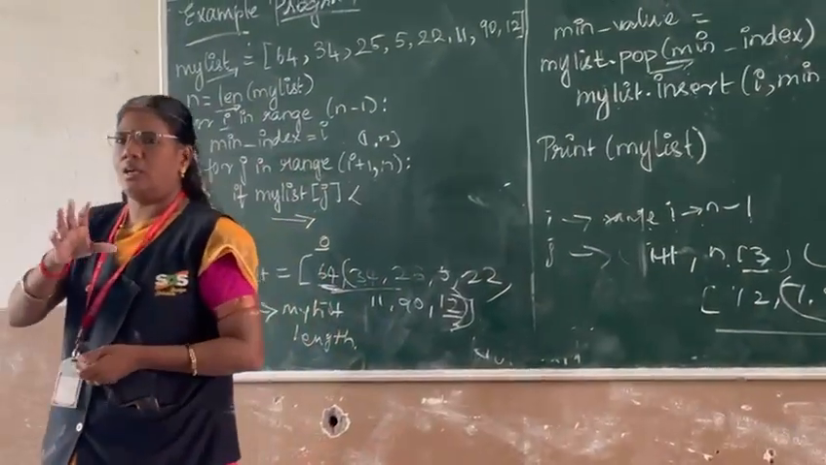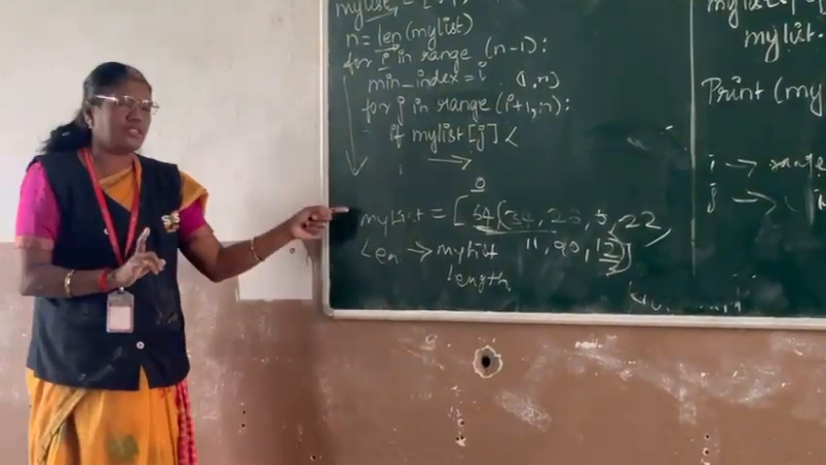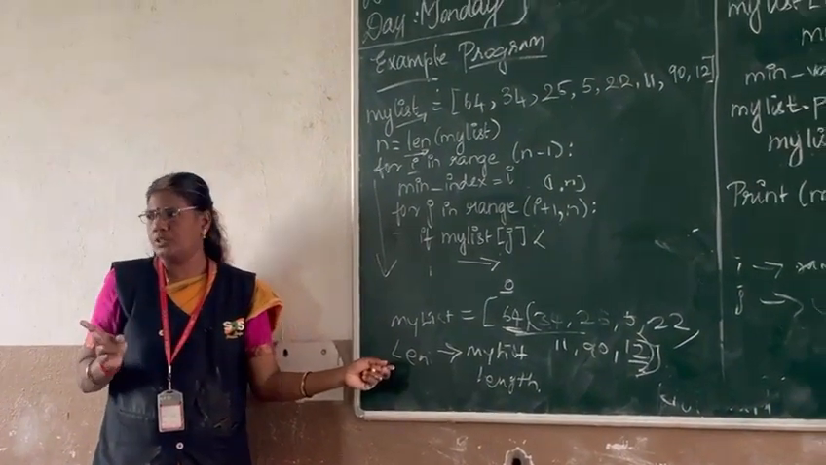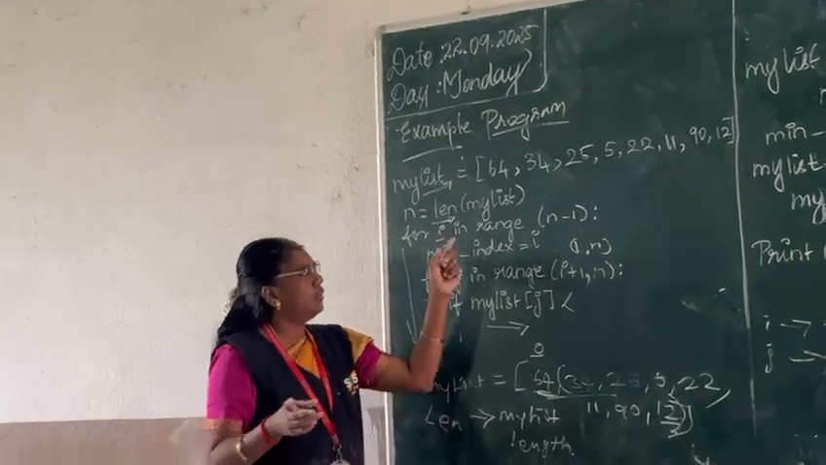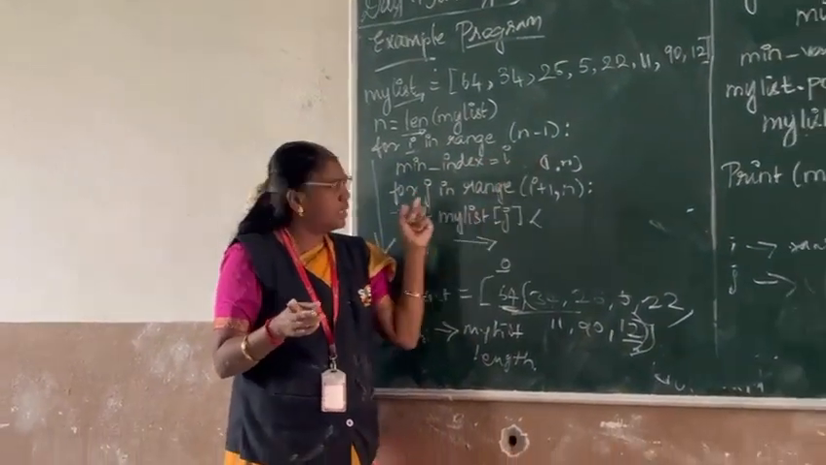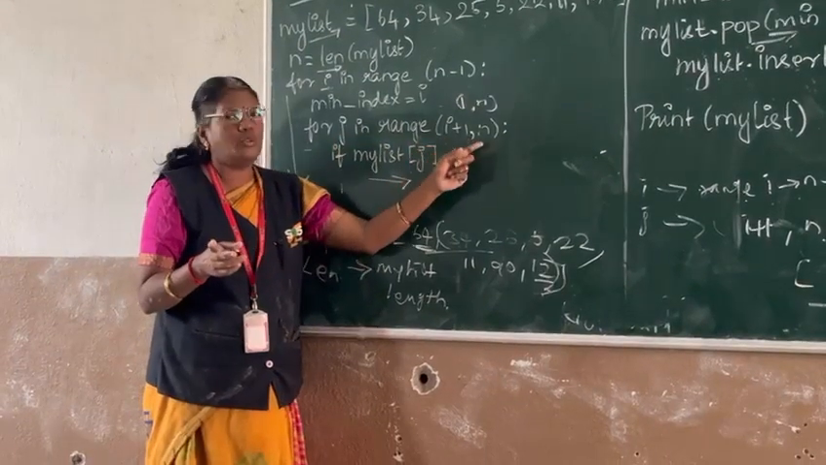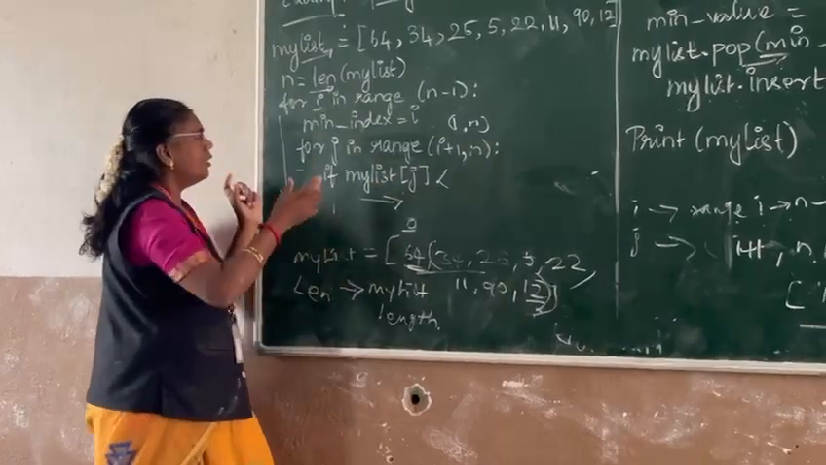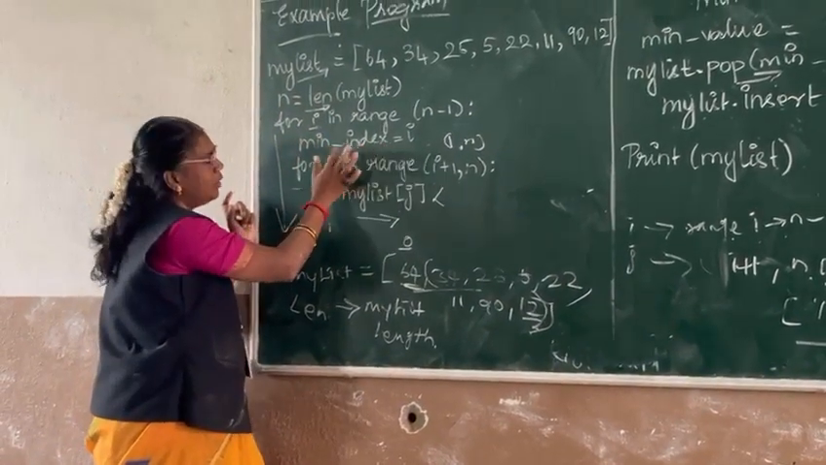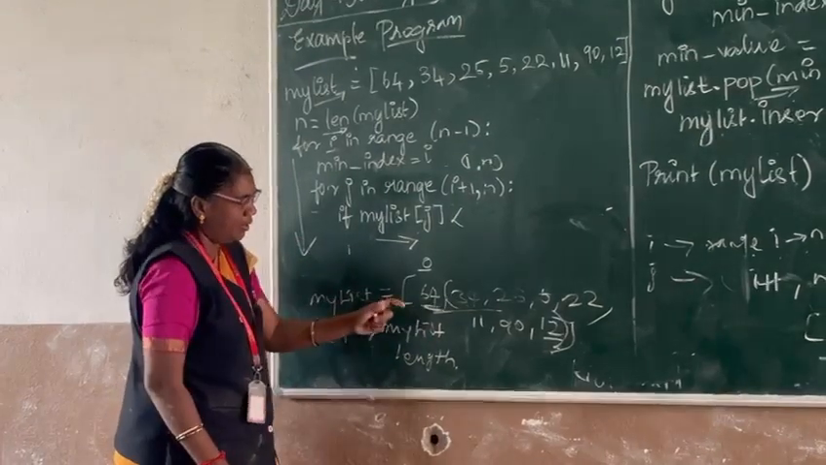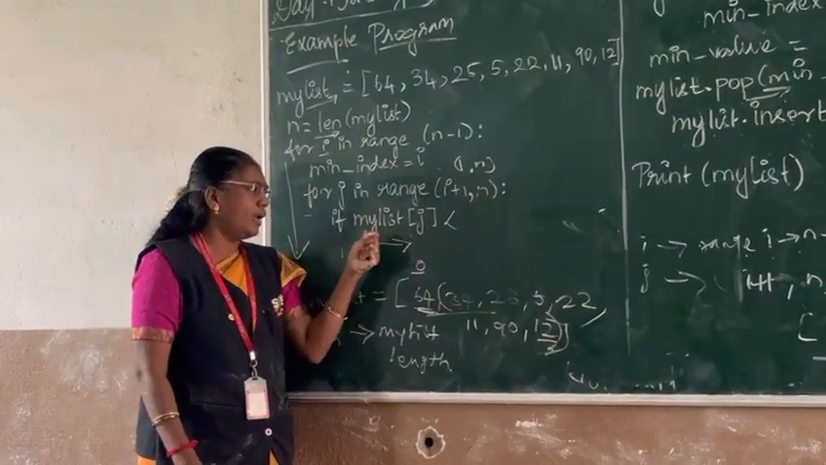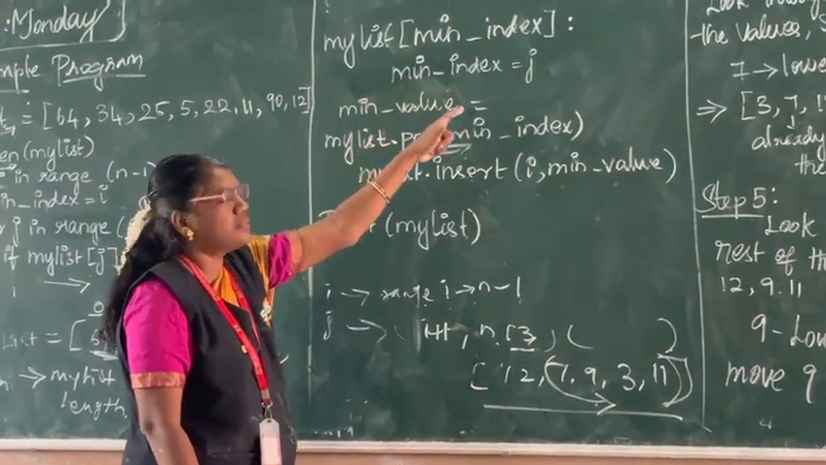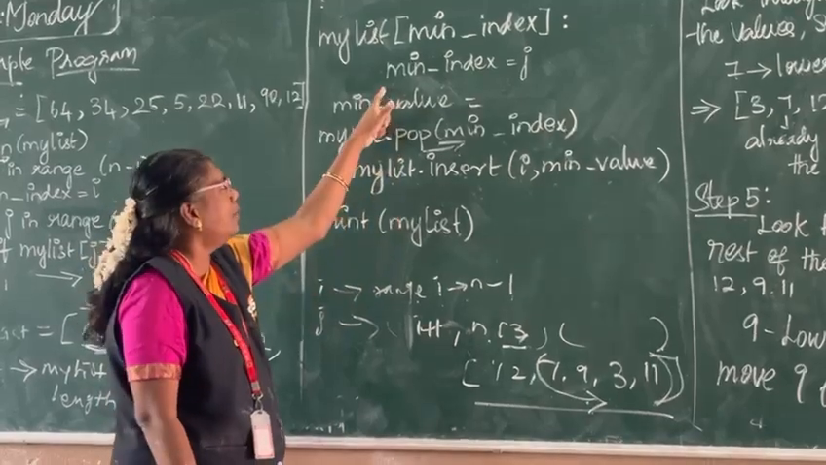In this process, first create the list, my list. Second, find the length of the list. After that, you have to set the two loops, the i loop and the j loop. The i loop will set the condition i to n minus 1. The j loop will set the condition i plus 1 to n. These are the two loops. First, set the minimum index value to i. Find the minimum index value. For each element, if my list of j is less than my list of minimum index and it is satisfied, then minimum index equal to j.